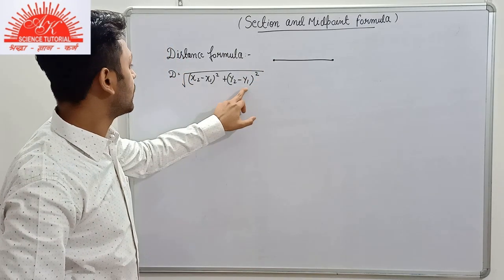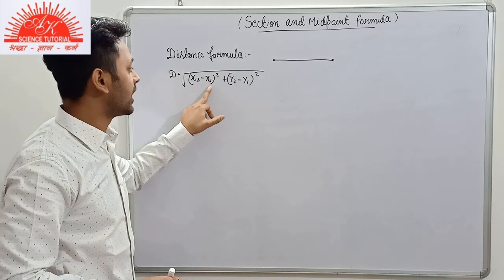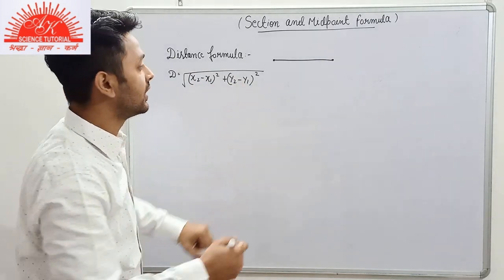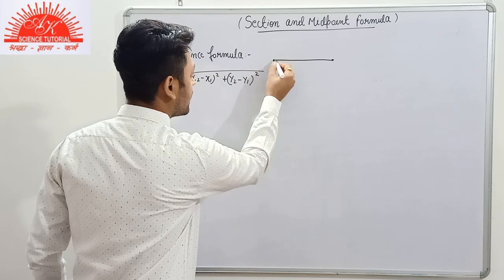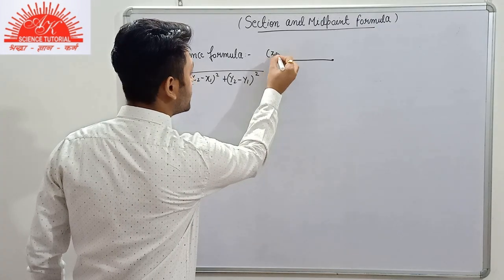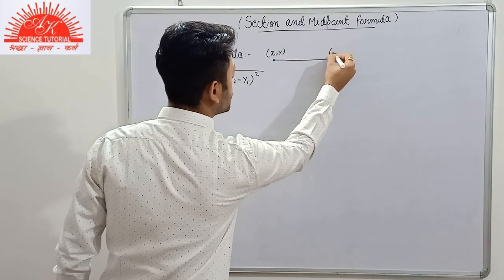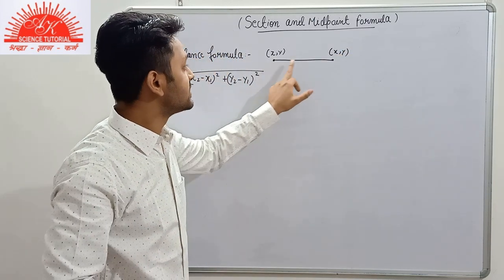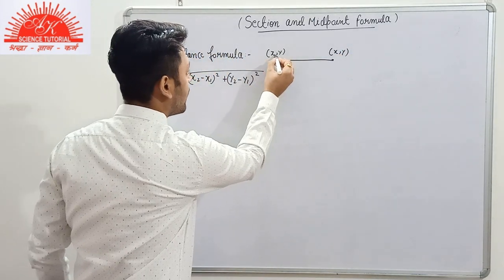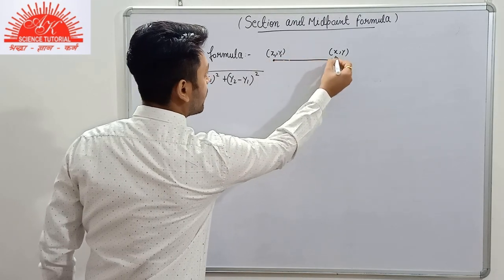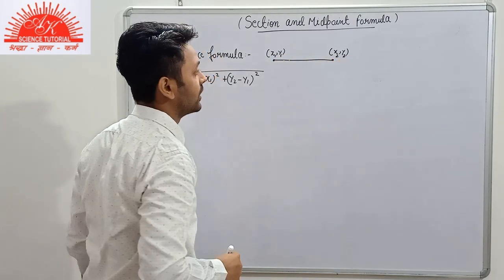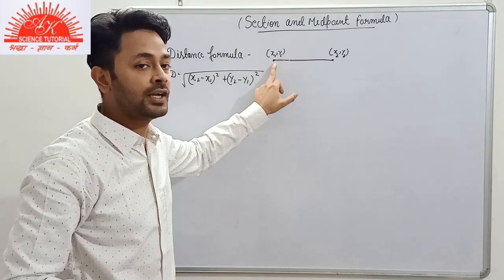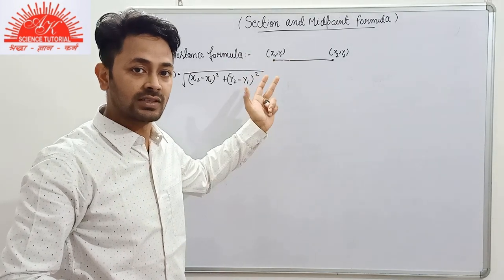So in this formula, what are the variables x2, x1, y2, y1? The variables here are used to denote the points. Here we are denoting a point by using coordinates. We will give the variables the values x1, y1 and x2, y2. We are denoting a point by using coordinates.